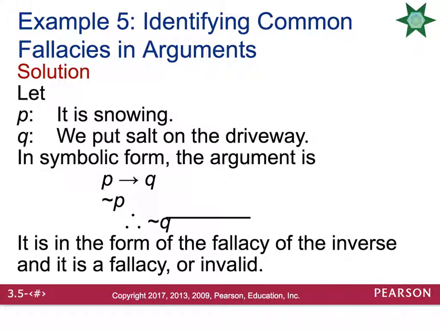So let's look at that symbolic logic. P, it is snowing. Q is we put salt in the driveway. So our first premise is if P then Q. Our second premise is negation P. And then our conclusion is negation Q. So this is a fallacy, the inverse, and so we say that's an invalid argument. And if you forget these, you can always look at the truth value. We would look at if this and this, then this, and it has to always be true in every case.